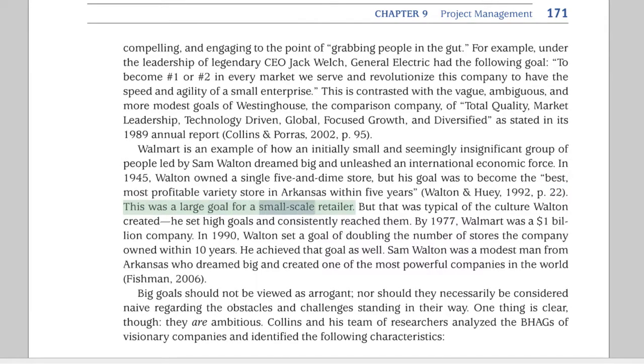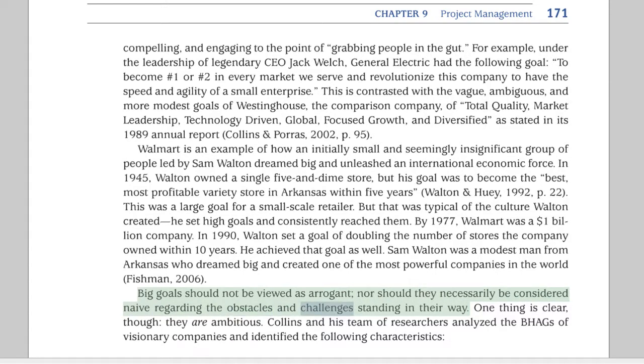This was a large goal for a small-scale retailer. But that was typical of the culture Walton created. He set high goals, and consistently reached them. By 1977, Walmart was a $1 billion company. In 1990, Walton set a goal of doubling the number of stores the company owned within 10 years. He achieved that goal as well. Sam Walton was a modest man from Arkansas who dreamed big and created one of the most powerful companies in the world (Fishman, 2006).